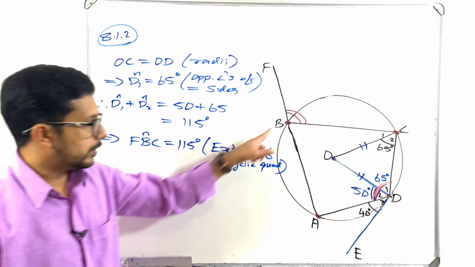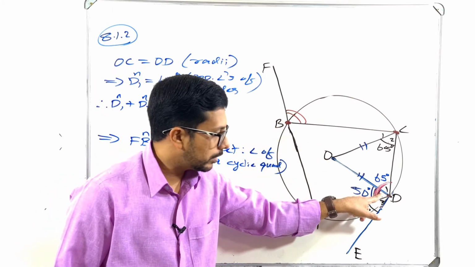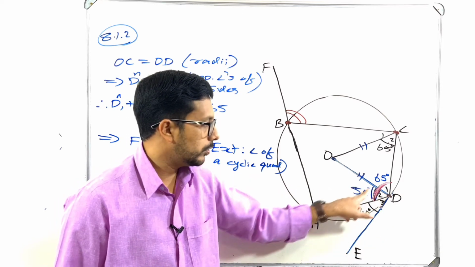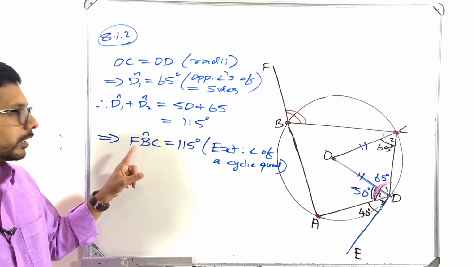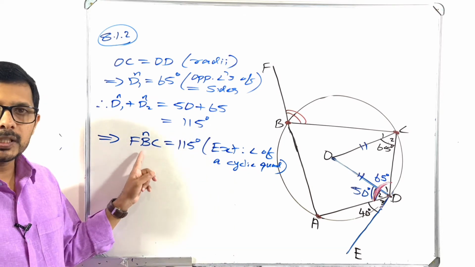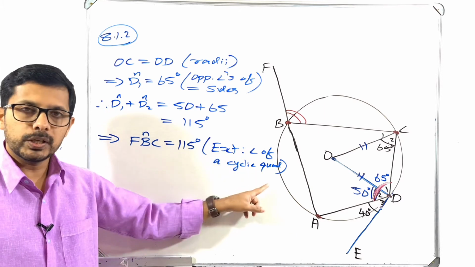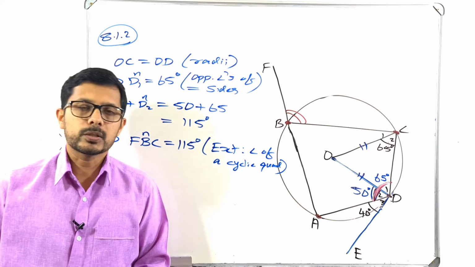So this is an exterior angle. So this angle is equal to the opposite interior, that means this D1 plus D2. So now we know that D1 plus D2 is 50 plus 65, that is 115. So it means that angle FBC is also 115. What is the reason? Exterior angle of a cyclic quadrilateral. So that is that question. Now let's move to the next one.